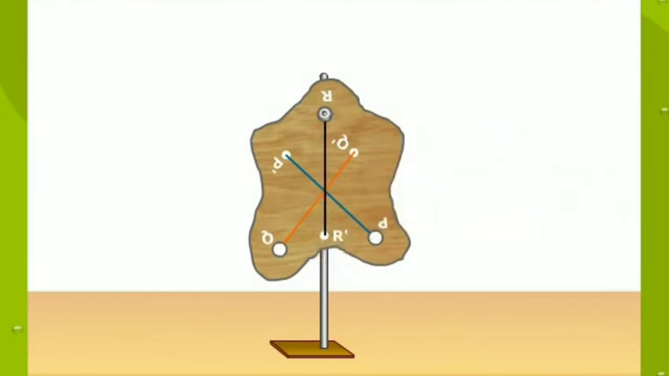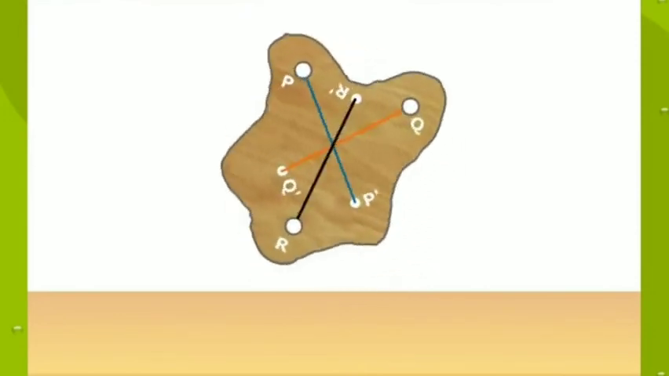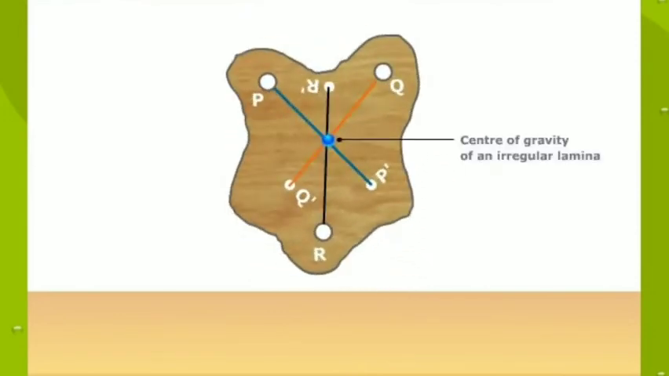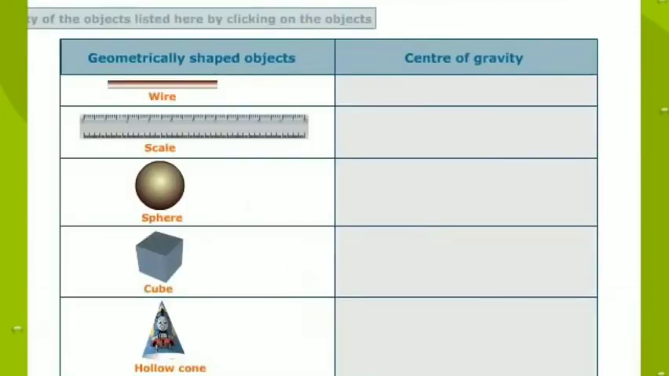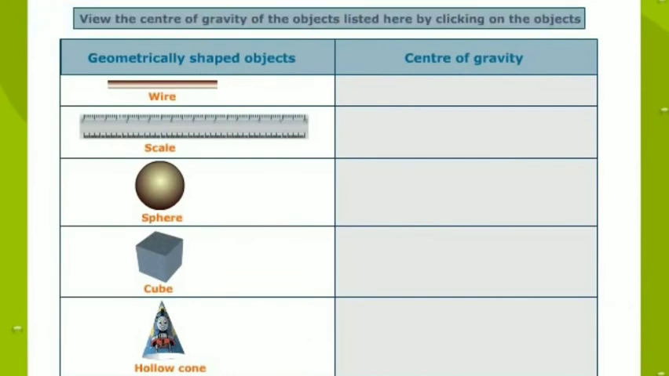We observe that all the 3 lines PP', QQ', and RR' intersect at one point. This point where all the 3 lines meet gives the center of gravity of the lamina. Generally, the center of gravity of geometrically shaped objects lies at the geometric center of the object. View the center of gravity of the objects listed here by clicking on the objects.